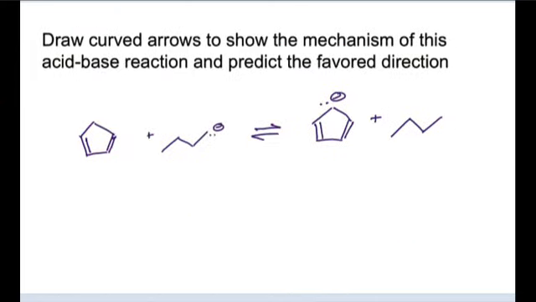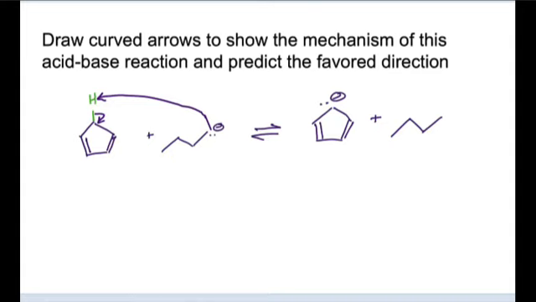And then last example here, we need to show curved arrow mechanism for this acid-base reaction and predict the favored direction. So I'm going to go ahead and draw in the most acidic proton. Here we can clearly see that that's the one that's abstracted when we look at the product that's being formed. And so if we take the negatively charged carbon, the electrons on it, we can form a bond to hydrogen, kick the electrons off onto the carbon, and we end up with the structures that are shown on the right-hand side.